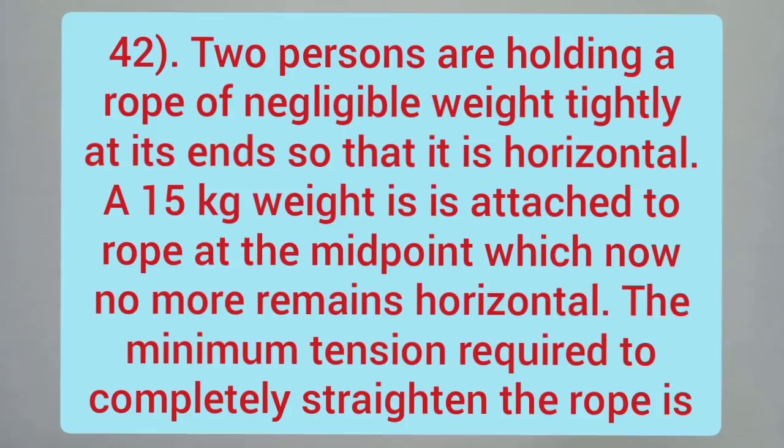42nd problem. Two persons are holding a rope of negligible weight tightly at its ends so that it is horizontal. A 15 kg weight is attached to the rope at the midpoint, which now no more remains horizontal. The minimum tension required to completely straighten the rope is.